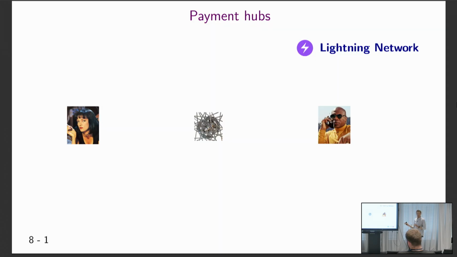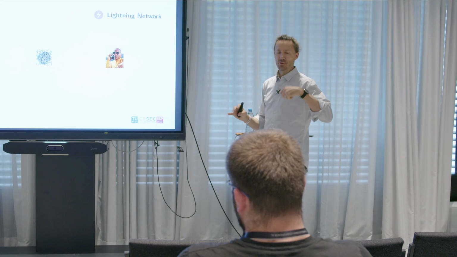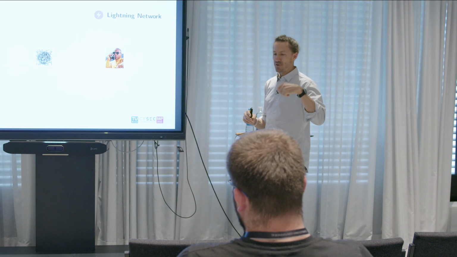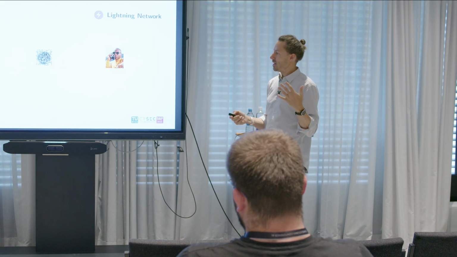Who has heard of the Lightning Network? Good. So the Lightning Network, no? Really? Okay. Lightning Network is a way that lets people transact with Bitcoin off-chain. So you use the security of Bitcoin, but you don't need to put every payment on-chain. And this can be done by opening so-called channels.